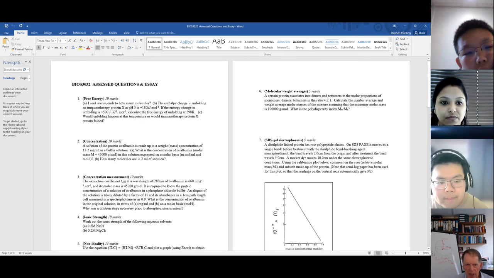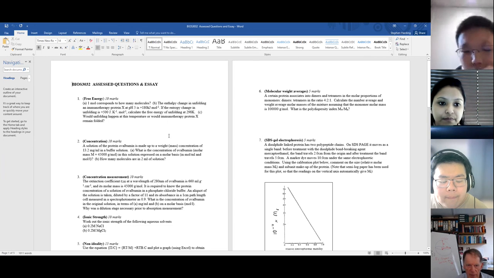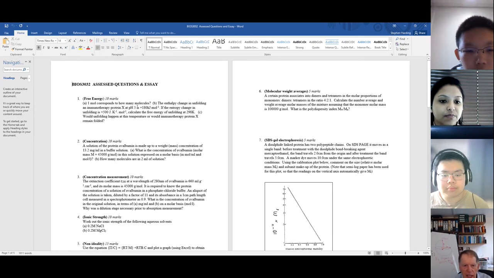So after today, you should be able to do question one based on the free energy stuff, which we talked about before the break. So you should be able to attempt question one. The only thing to watch out for are the units. That's kilojoules here, and that's joules. So you need to either work in kilojoules consistently throughout or joules consistently throughout. Just beware of that. That is the enthalpy change in immunotherapy protein unfolding.